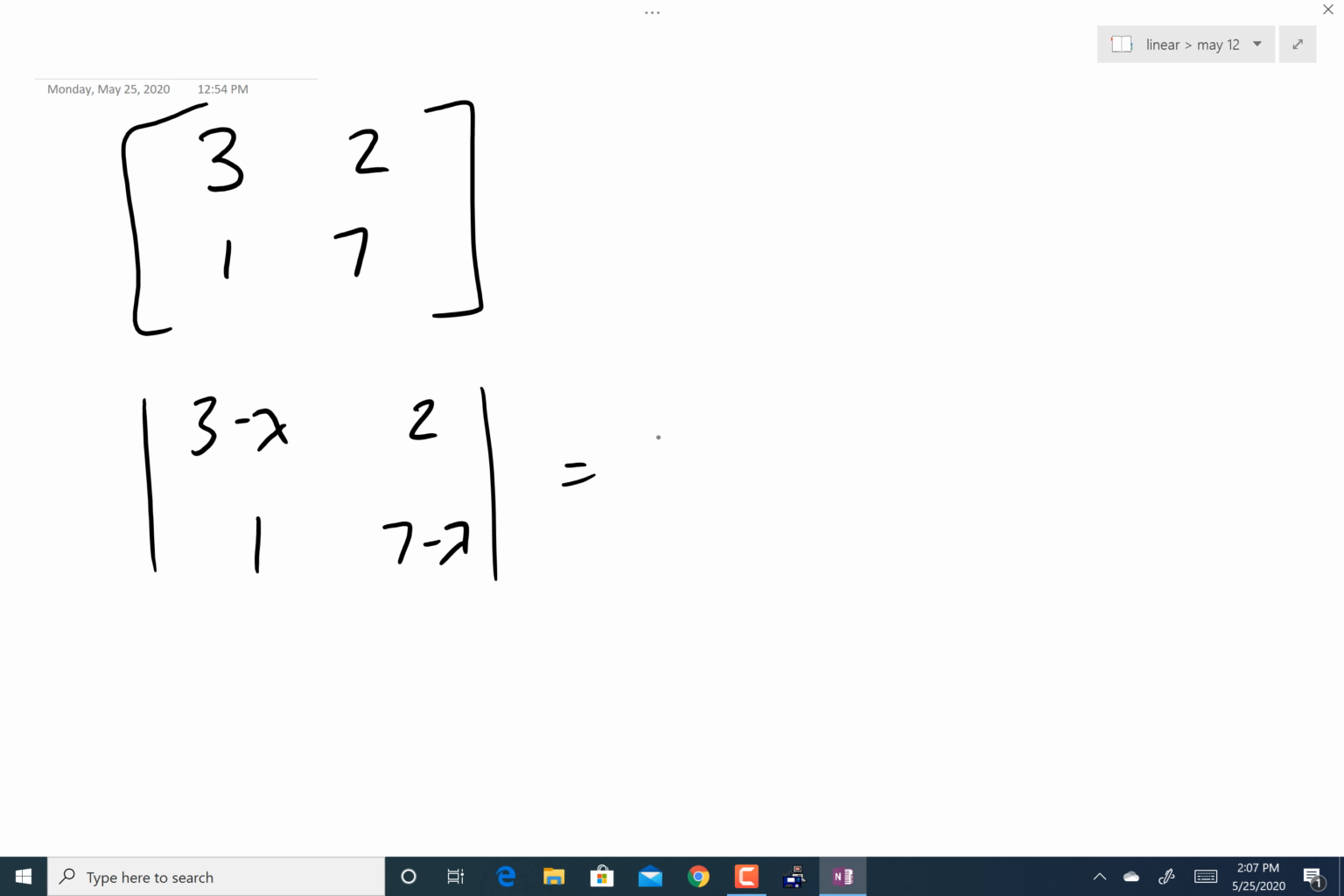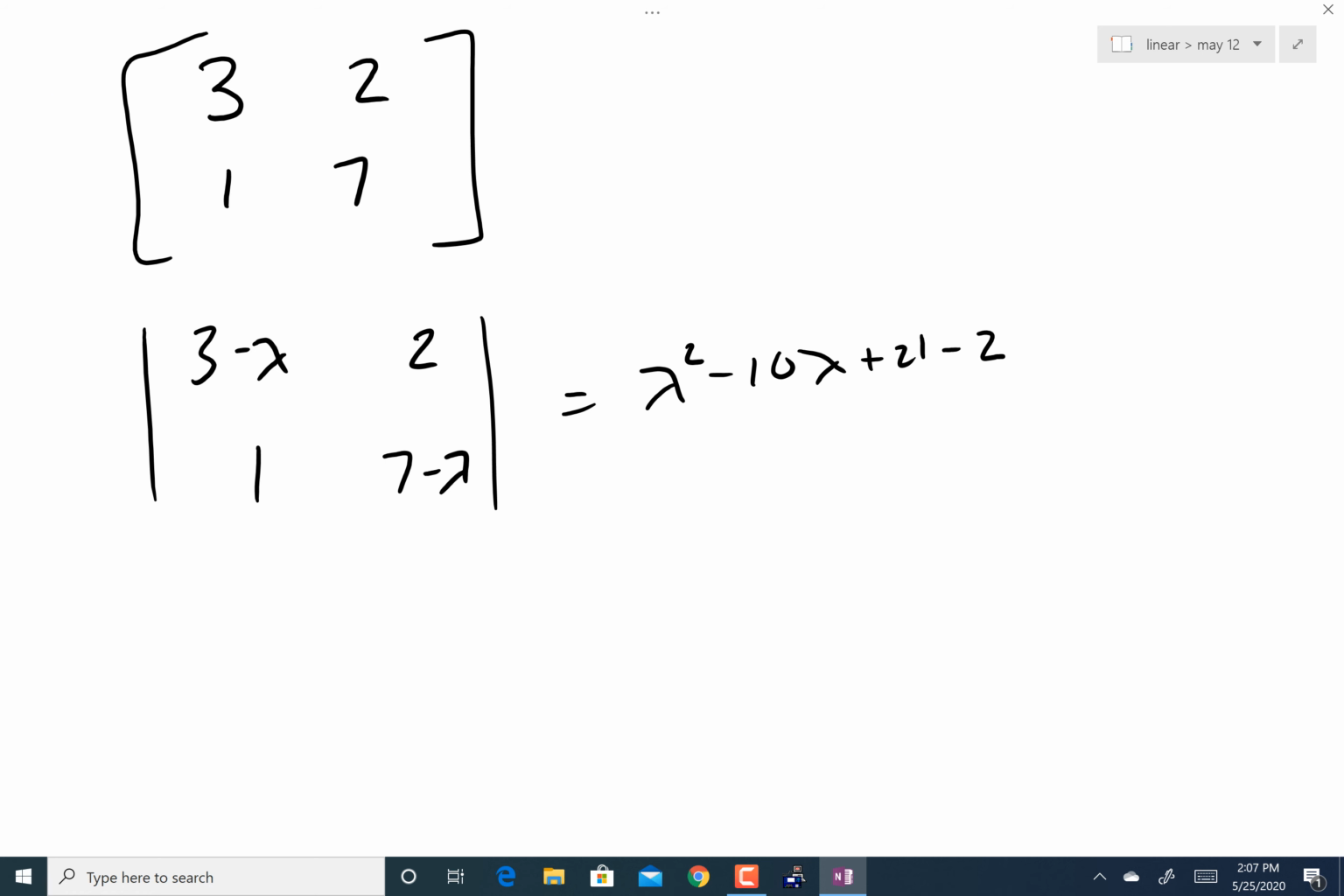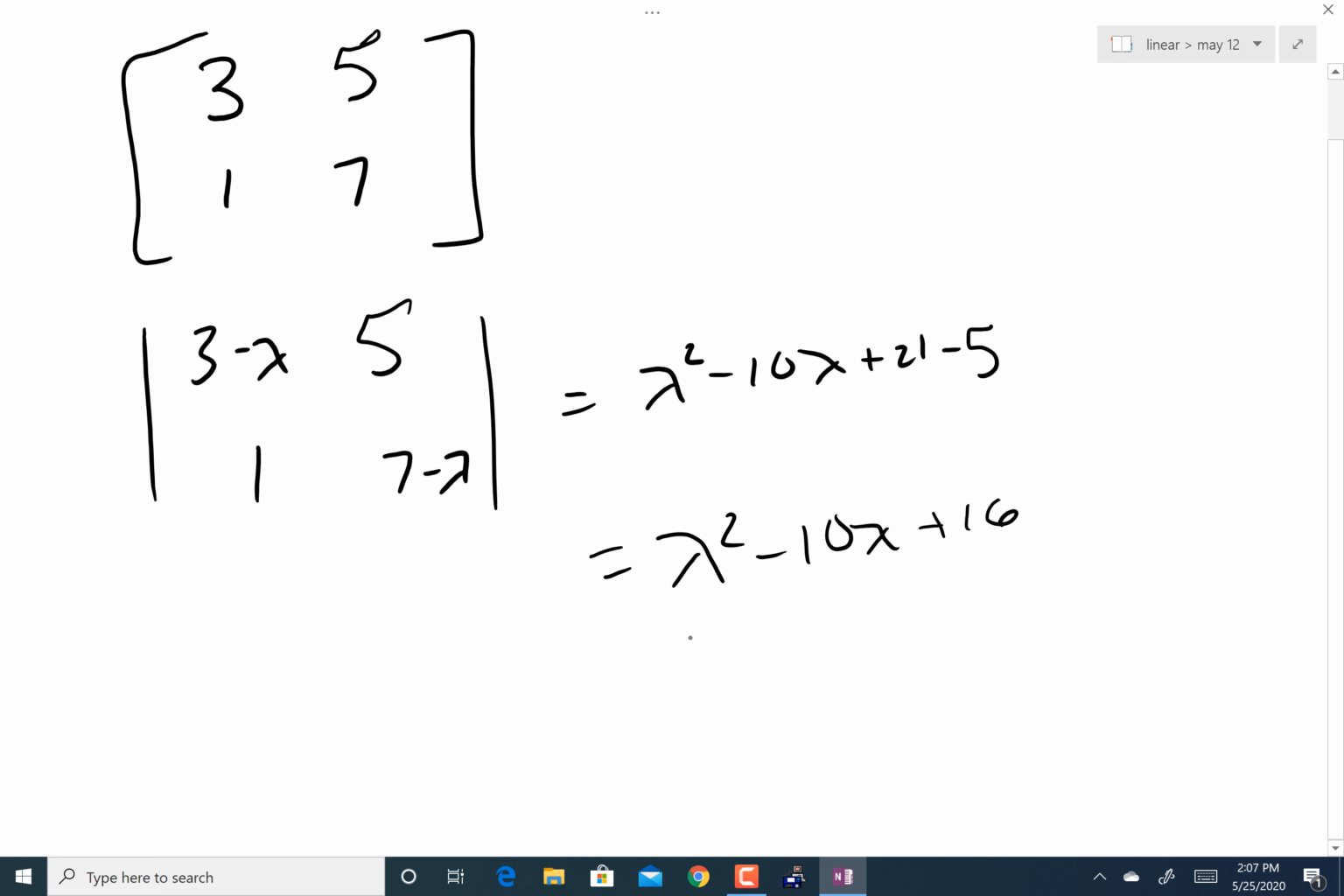And so they would be lambda squared minus 10 lambda plus 21 minus 2. Is that right? Yes. I should have thought this through a little better. One moment while I pause. Sorry, there we go. I put 5s in instead of the 2. So this is lambda squared minus 10 lambda plus 16. Of course, that's lambda minus 8, lambda minus 2.